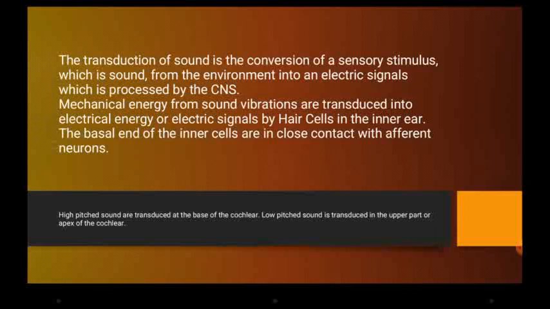So the mechanical energy from sound vibrations is transduced into electrical signals by the hair cells, which are the receptors for hearing, and those hair cells are found where? In the inner ear. The second part of the question was, which component transduces high-pitched sound? High-pitched sound is transduced at the base of the cochlea. Then low-pitched sound is transduced where? In the upper part or the apex of the cochlea.